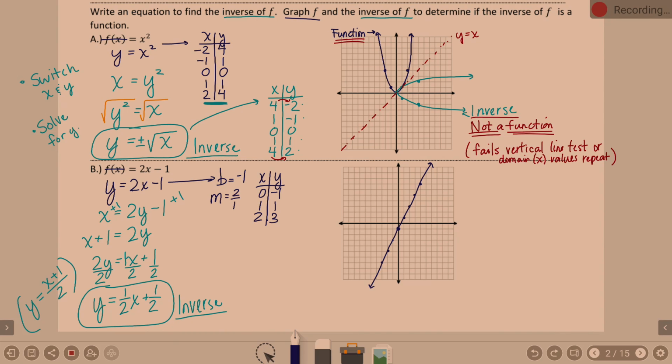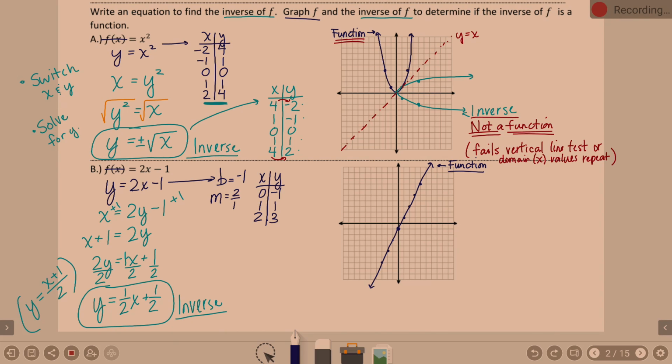And while we're here, is this a function? Yes. Each x value corresponds with one y value. I'm not going to be able to get a repeat. Does it pass the vertical line test? I can draw a vertical line. It's only going to cross through once. So is it a function? Yes, it is. Okay.